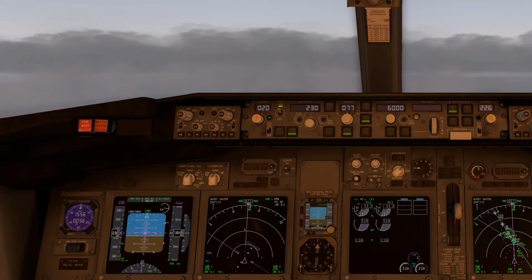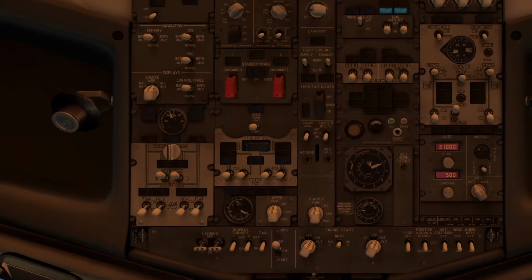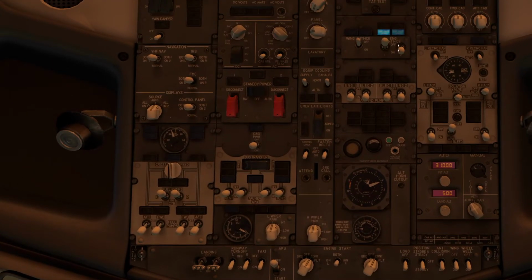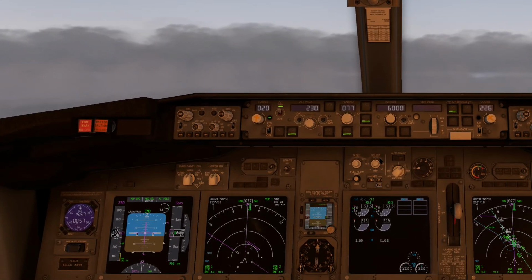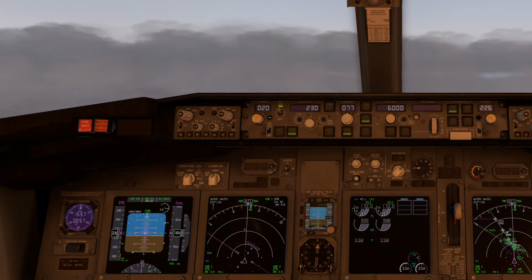Strasbourg 6 nautical miles. Outside temperature is 5 degrees C, so we can switch off the engine anti-ice. Nautical miles to Strasbourg.